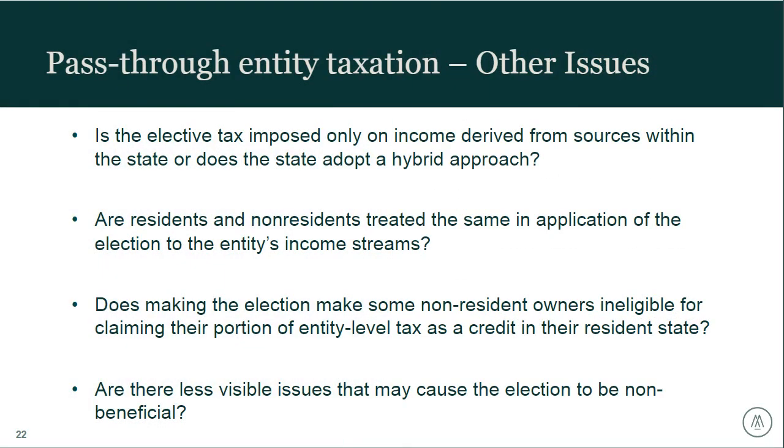Just some other quick issues to think about. Is it only on source income? Are residents and non-residents treated the same? This is something that we're seeing with certain states where non-residents and residents are not treated the same. So if you have members of an entity that are different, some being residents, some being non-residents, you may see a different application of some of these rules. Does making the election for non-resident owners make it ineligible for them to claim tax relief in their state because of some other difficulties that we'll talk about with regards to integrating an other state tax credit and the pass-through entity elective tax credit?